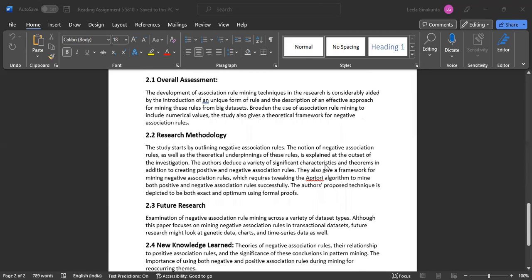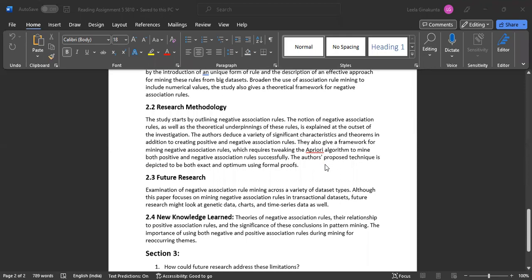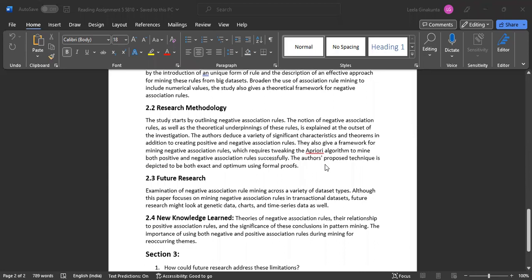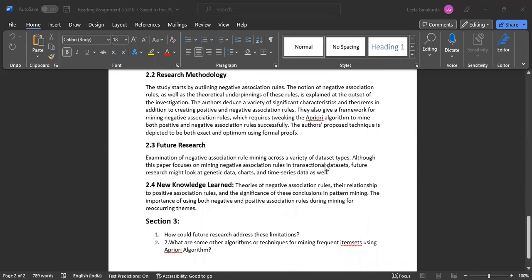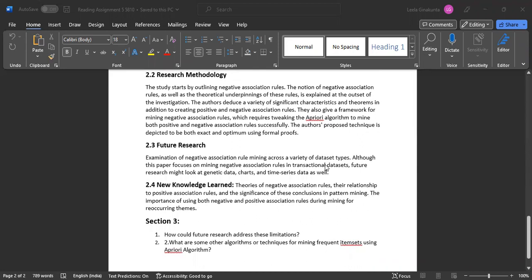Coming to the research methodology, the study starts by outlining the negative association rules. The notion of negative association rule, as well as the theoretical underpinnings of these rules, is explained at the outset of the investigation. The authors deduce a variety of significant characteristics and theorems in addition to creating positive and negative association rules.